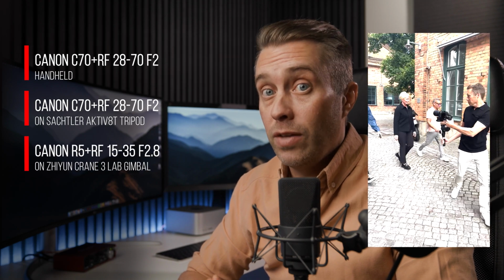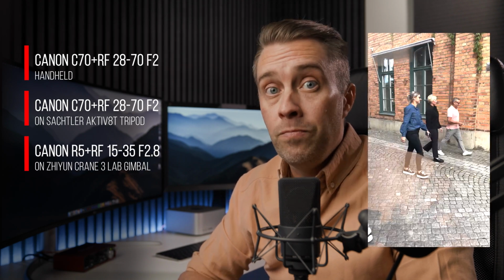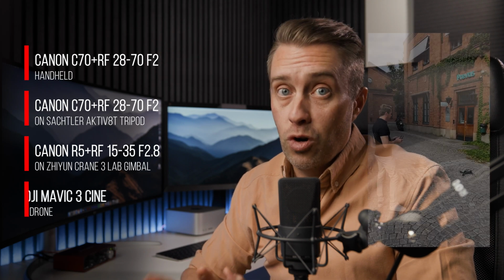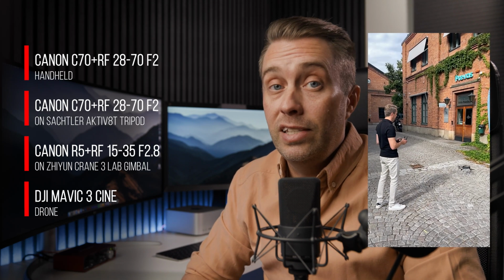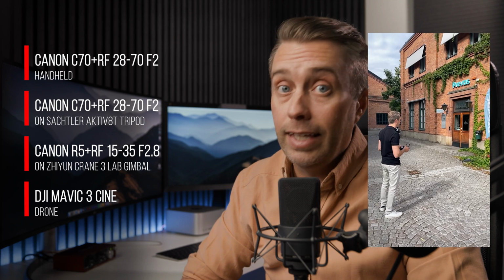We shot handheld footage with the C70 and the RF 28-70. I also used this same camera and lens setup but on a tripod, so that was the second setup. We shot some moving scenes where I used a gimbal with the Canon R5 and the RF 15-35. And then we also filmed some drone shots outside using the DJI Mavic 3 Cine.